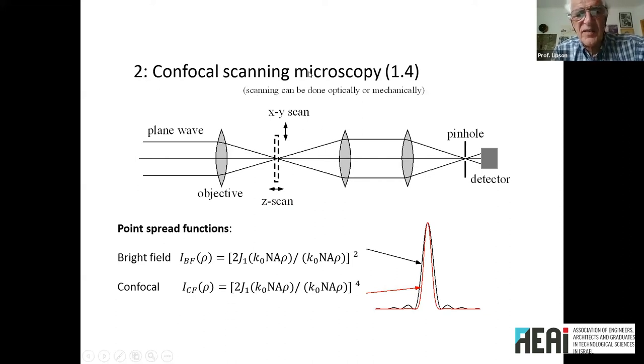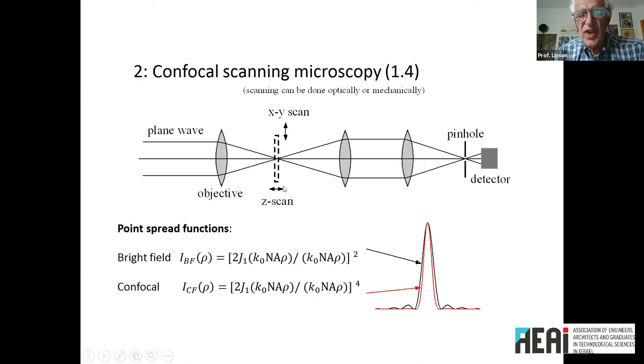The second system, which is an older one, is confocal scanning microscopy, invented in about 1980, where you're modifying the point spread function. You have a plane wave focused to an ideal point spread function here. This ideal point spread function is re-imaged onto a pinhole, so that if the sample doesn't affect it, all the light goes through the pinhole.